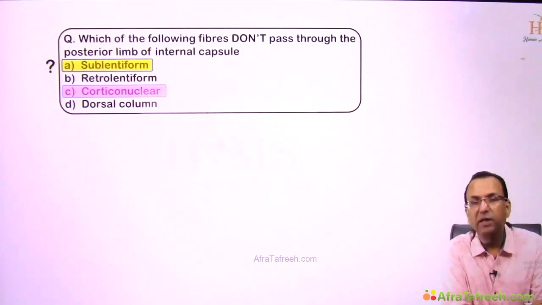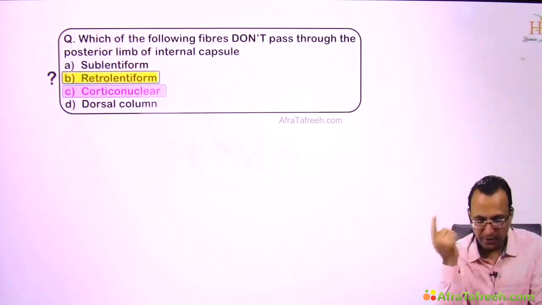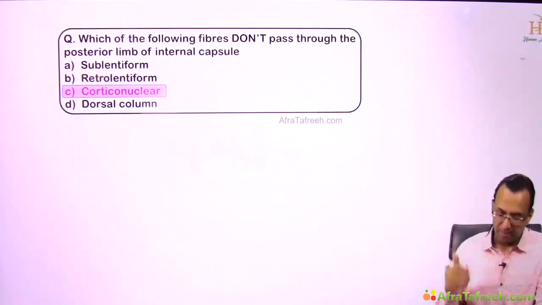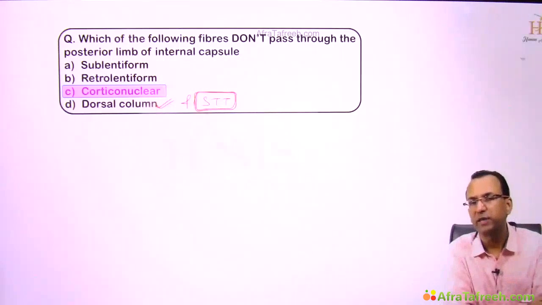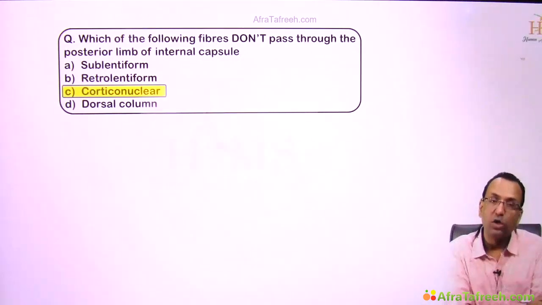Sublentiform fibers are nothing but the auditory pathways, and retrolentiform fibers are nothing but the visual pathways. And do you remember the dorsal column as well as the spinothalamic tract carrying the touch sensation of the upper limb, lower limb, passing through the posterior part of the internal capsule. So that is why we will keep our answer as the corticonuclear tract.